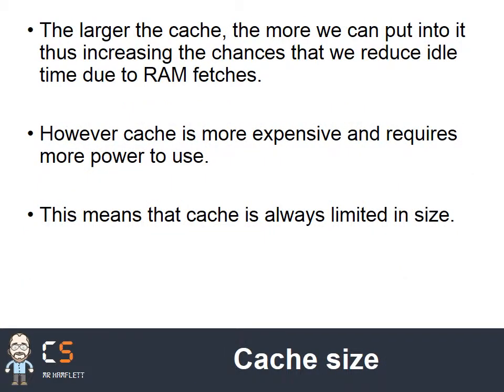Obviously, cache size makes a difference as well. So the larger the cache, the more I can put into it, ergo the higher chance of a cache hit. And obviously every cache hit is going to reduce the amount of time the fetch takes. But cache is expensive, it's going to cost more, and it takes more power to run it. So there are trade-offs with increasing cache size. So we can't always have humongous amounts of cache. So cache is always going to be limited.